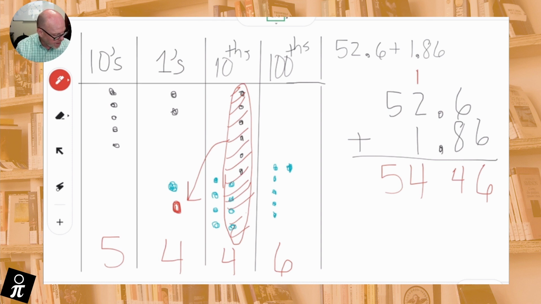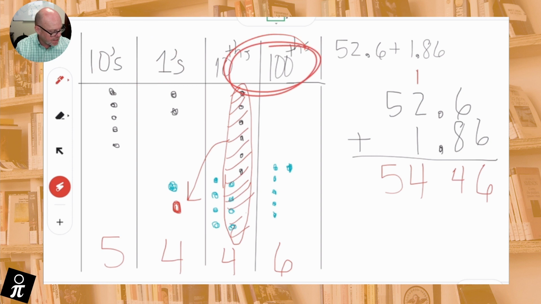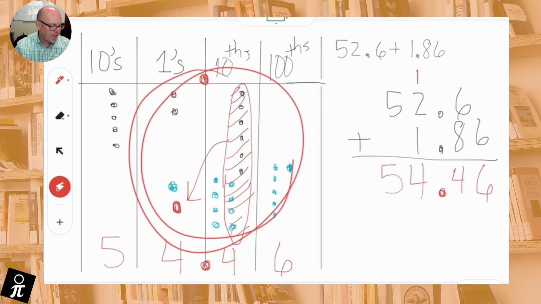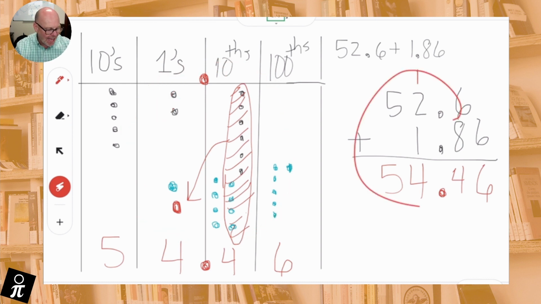And so where does our decimal go? Our decimal separates the whole numbers from the decimals. And so our answer is 54.46. So that's where we are doing the visual representation and the algorithm at the exact same time. Let's do one last one.